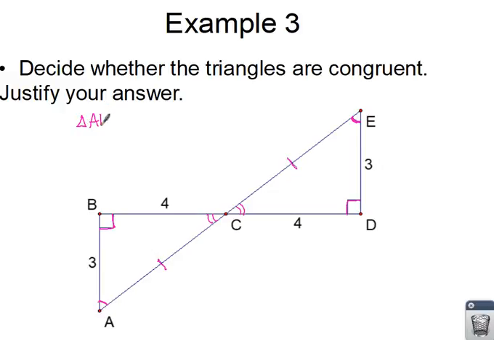So triangle ABC is congruent to triangle, and you have to name it in the same order. So E matches up with A, D matches up with B, C matches up with C. To justify your answer, you would say all the sides and angles are congruent.